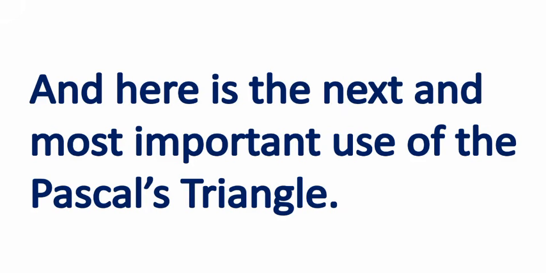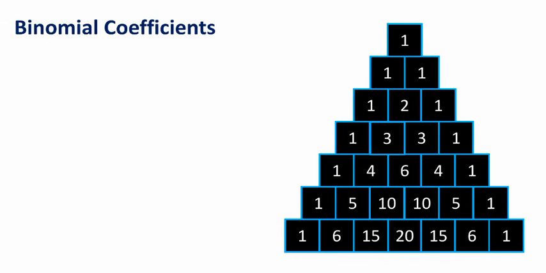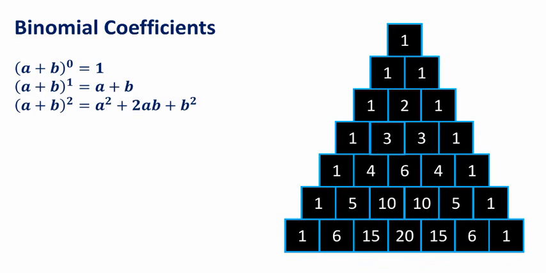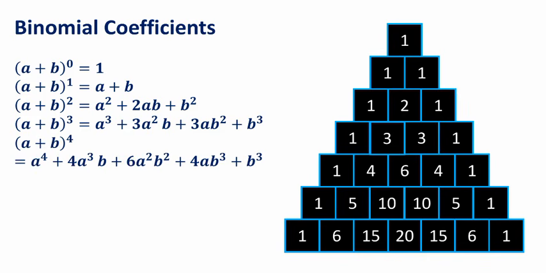And here is the next and most important use of the Pascal's triangle. It tells us about binomial coefficients. We know (a+b)^0 is 1, (a+b)^1 is a+b, (a+b)^2 is a^2 + 2ab + b^2, (a+b)^3 is a^3 + 3a^2b + 3ab^2 + b^3, and (a+b)^4 is equal to a^4 + 4a^3b + 6a^2b^2 + 4ab^3 + b^4.